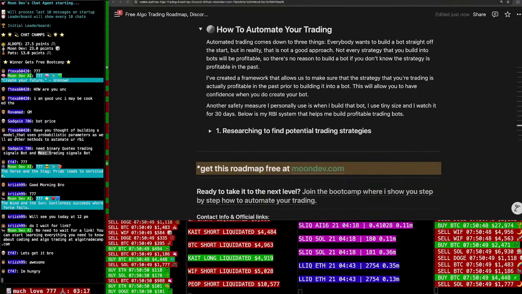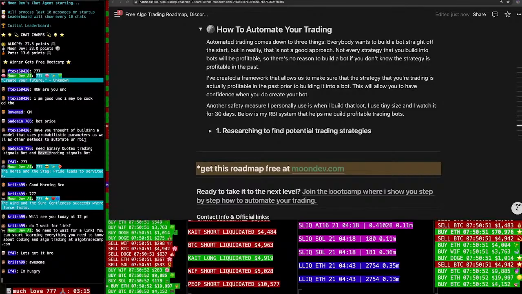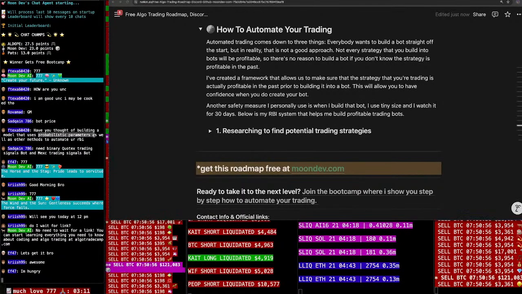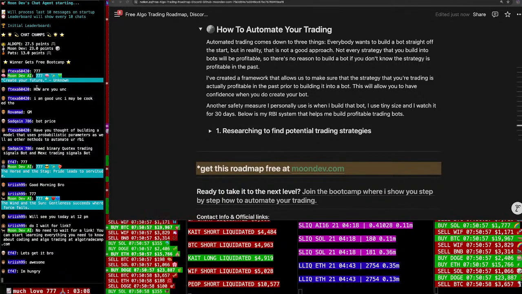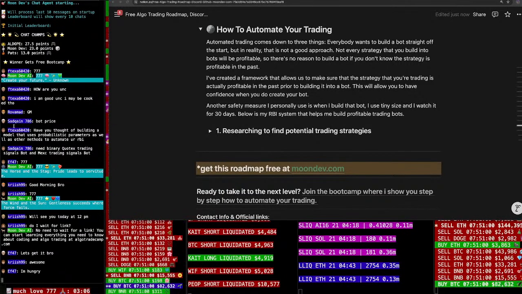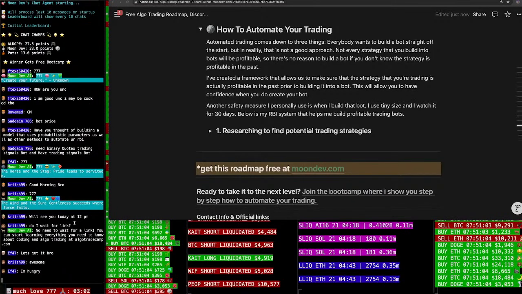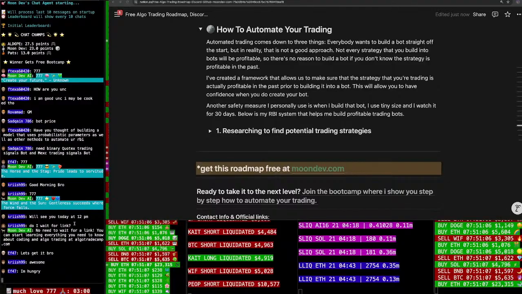Have you thought of building a model that uses probabilistic parameters as well as other models to automate your RBI? I would need you to expand on that one. That's some gigabrain stuff, dude. I'm hungry. Let's get it.